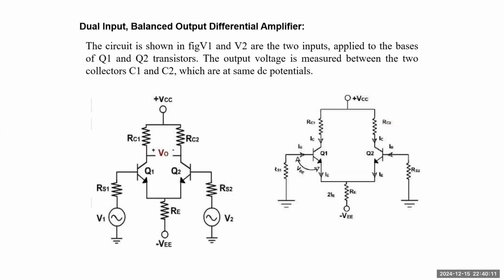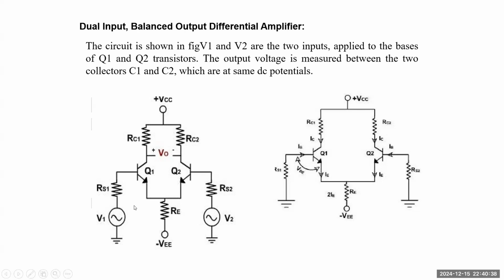Coming to the analysis of the dual input balanced output differential amplifier. We can do the analysis as DC analysis and AC analysis. While performing the DC analysis, we are making all the AC sources equal to 0. And while doing the AC analysis, we are making all the DC sources equal to 0.